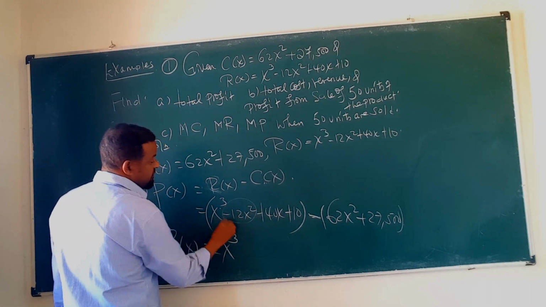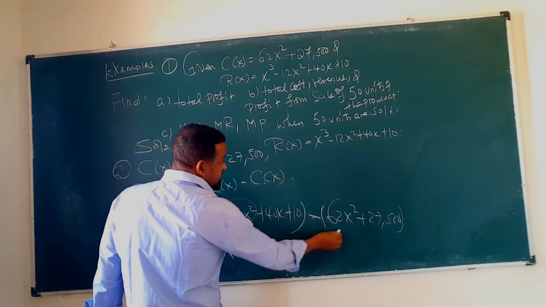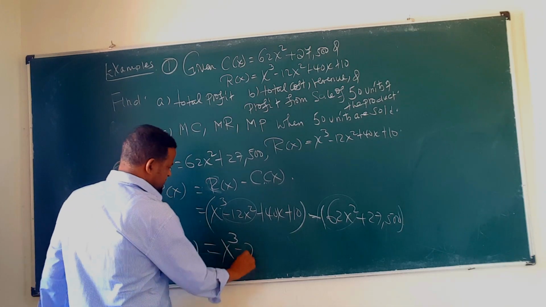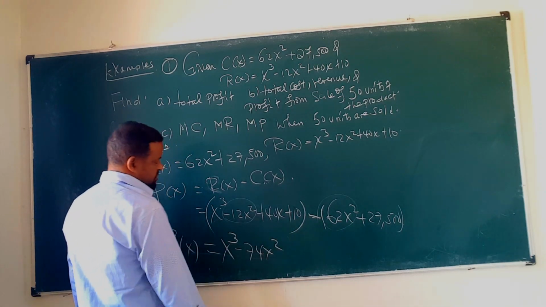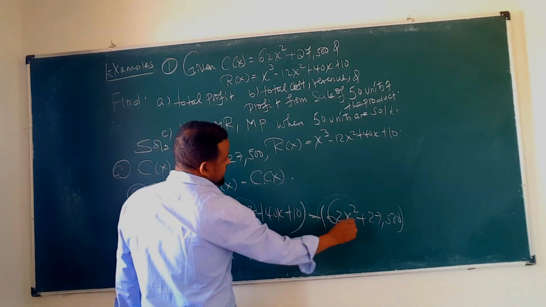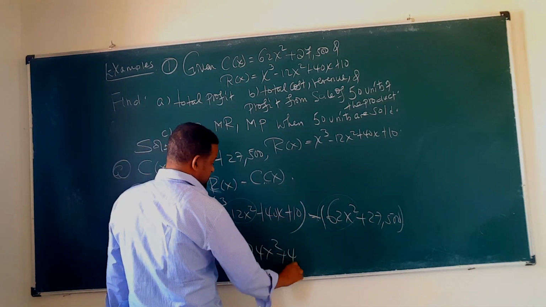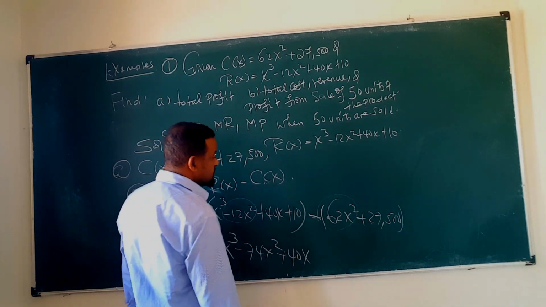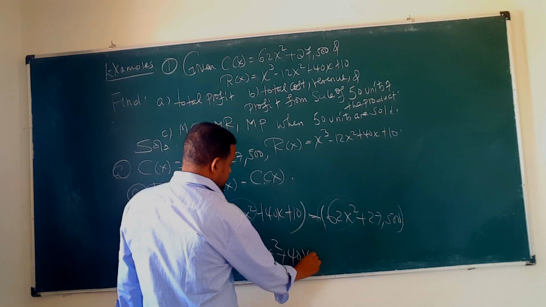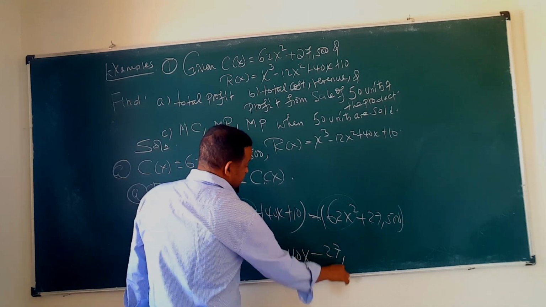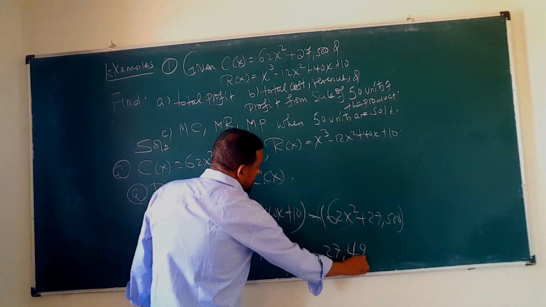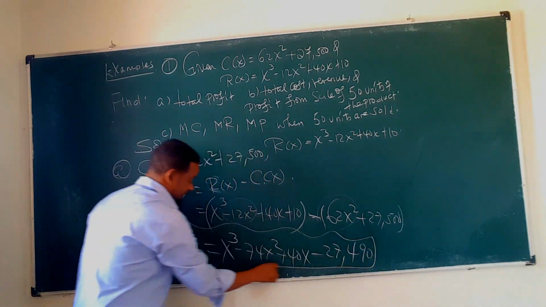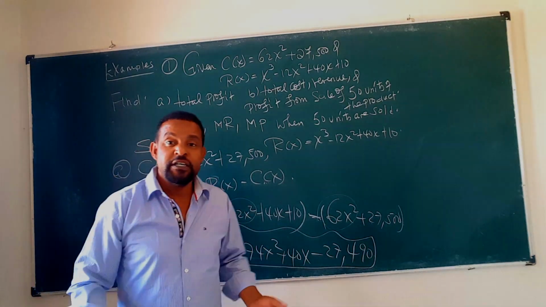Anyway, so this is x cubed. Here there is negative 12x, here there is negative 62x, so total will be negative 74x squared. Here there is 14x, no minus there, so plus 14x. Here there is 10, minus 27,500, so that will be of course negative 27,490. So this is what you call the profit function.